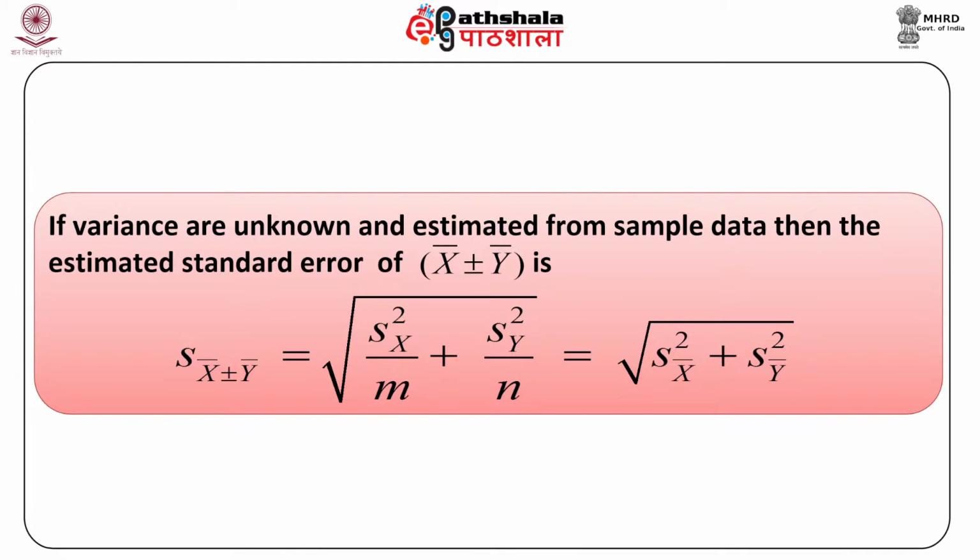If sigma x square and sigma y square are unknown and estimated from sample data, then the estimated standard error of x bar plus minus y bar is denoted as s x bar plus minus y bar, equal to the square root of sx square by m plus sy square by n, which again could be written as the square root of s square x bar plus s square y bar, assuming independent samples from the two populations.